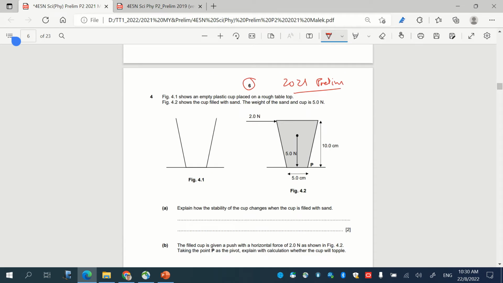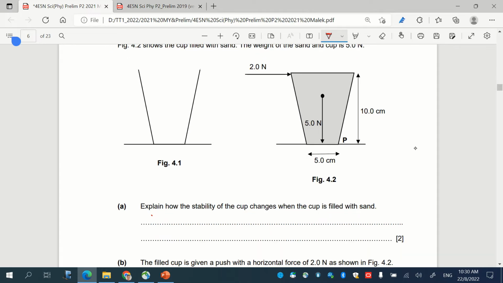We were saying that after this cup is filled, the CG is higher. So it's less stable. This was where we ended.